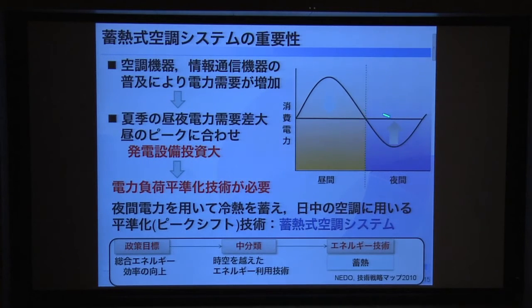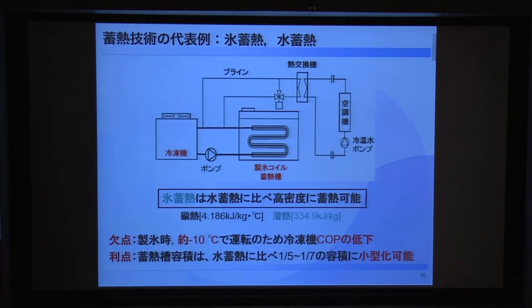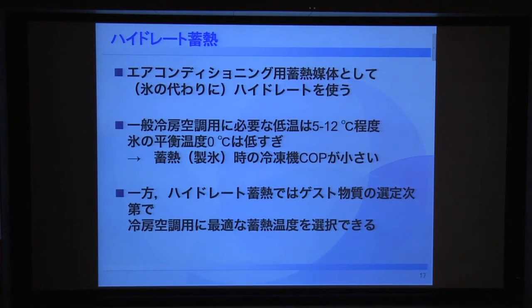A peak demand shift is necessary to improve the power generation efficiency. This is clearly shown in the NEDO's technology strategy map, but going forward, the technology strategic map may be modified. The ice storage or water storage system can be efficiently utilized. Instead of ice-based cool energy storage, hydrate can be used.